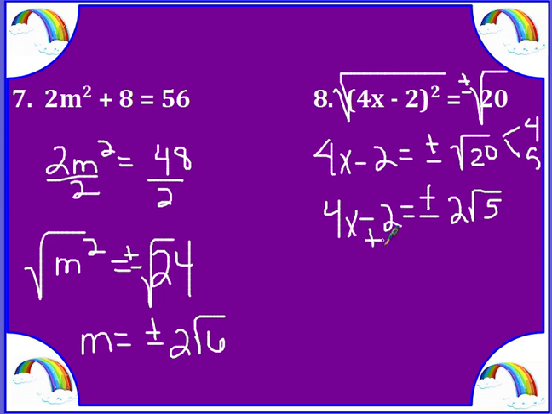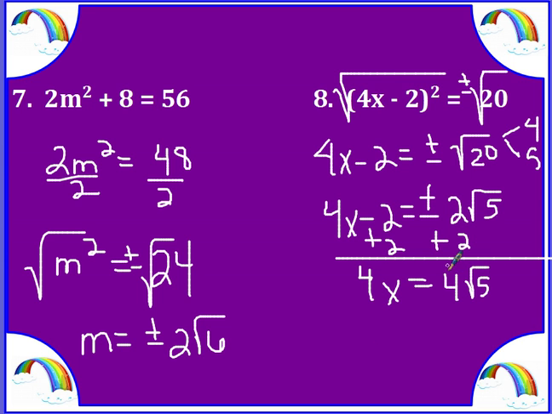Add 2 to both sides, and I'm always going to show this part because I have two things going on here. 4 times x equals, so it's 2 plus 2, so 4 roots of 5. And then I have 2 minus 2, so 0 roots of 5.